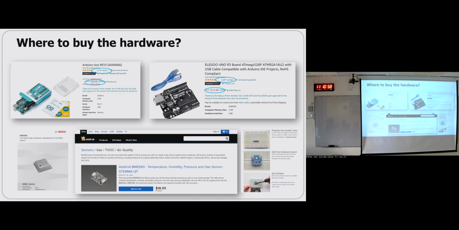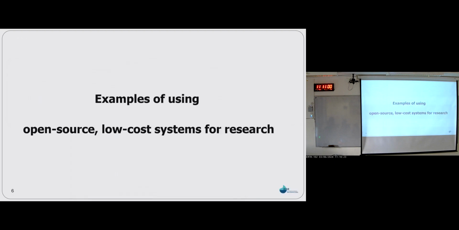So mainly you need motivation and you can start building your own devices. And time, of course. And now, after explaining a bit about what is open source hardware and sensors, I will try to give a few examples of how I use this type of sensors through my studies, through my PhD, and now in my lab.